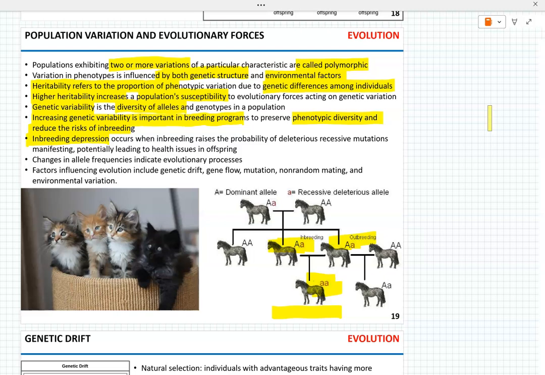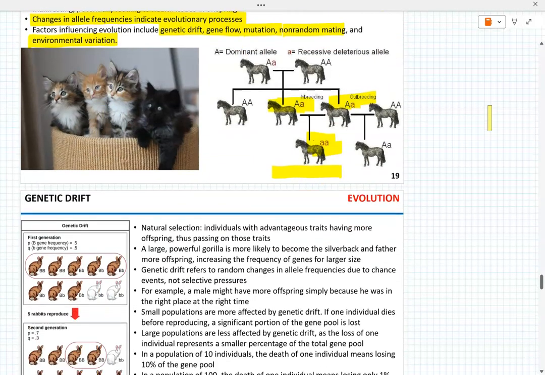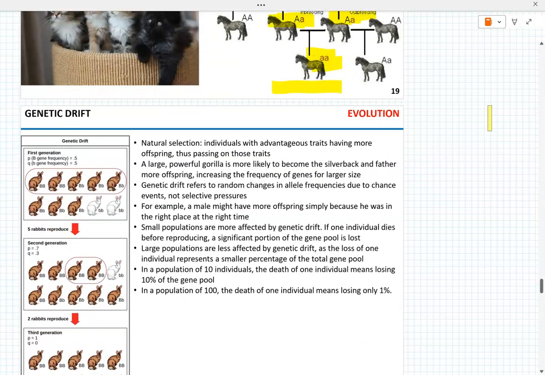Now, when alleles change in a population, that means some evolutionary processes occur. And the factors that can influence evolution include the environmental variation, genetic drift, gene flow, mutations, and non-random mating. So let's take a look at those. First of all, what is genetic drift?